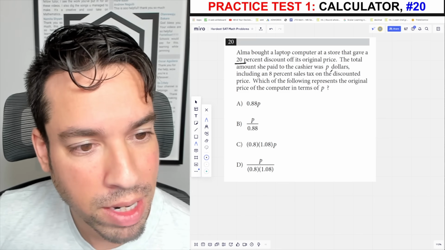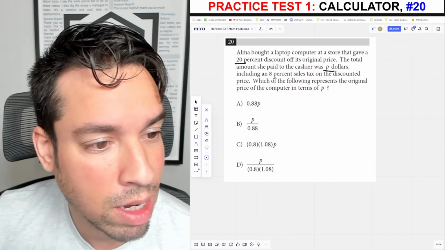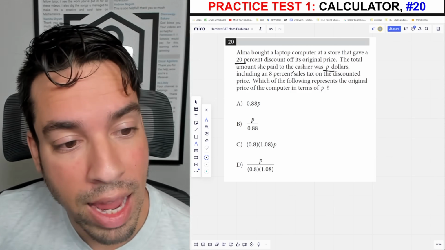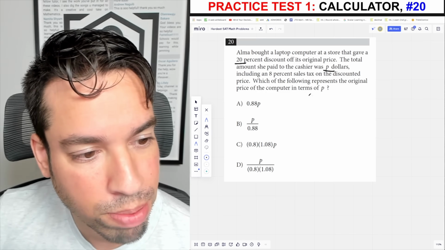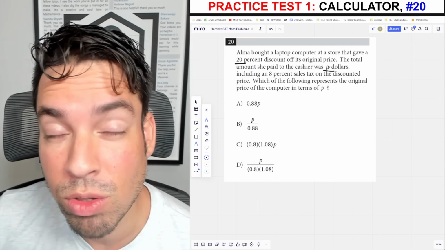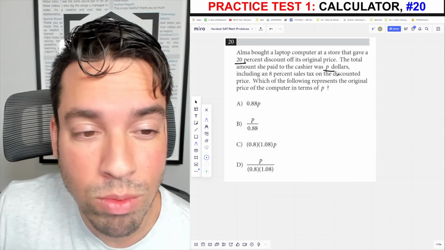The total amount she paid to the cashier was P dollars. So after the 20% discount, she paid P dollars. And then that includes an 8% sales tax on the discounted price. Which of the following represents the original price of the computer in terms of P? So again, P is what she finally paid. I like to create my expression first and then relate it back.